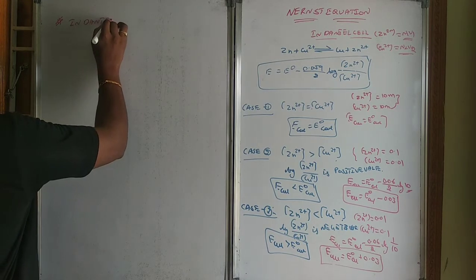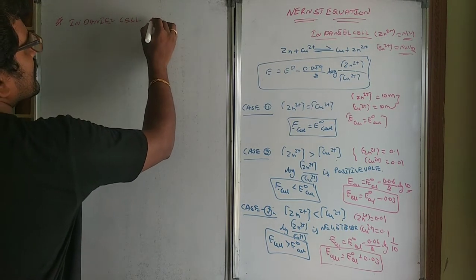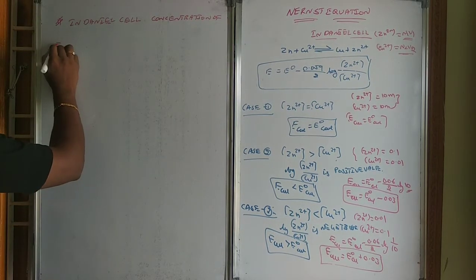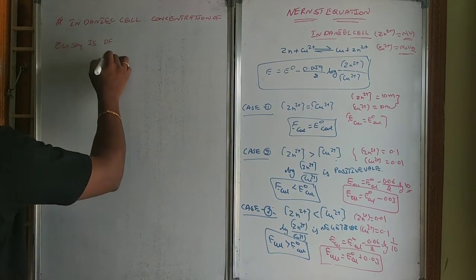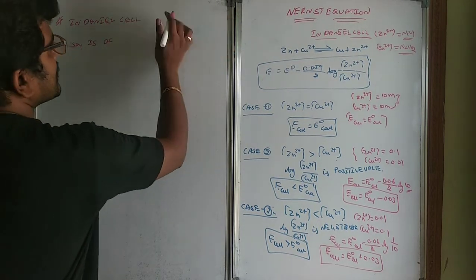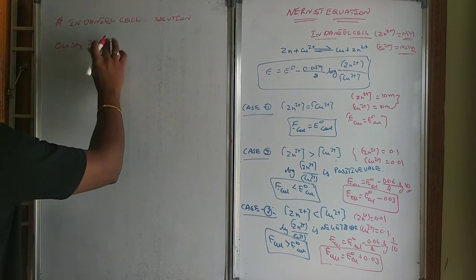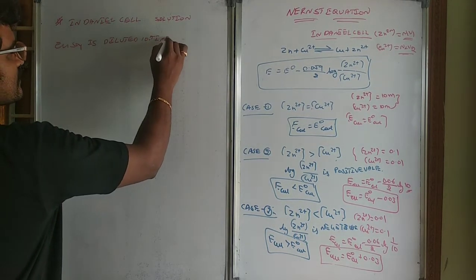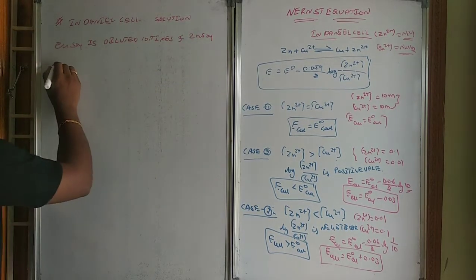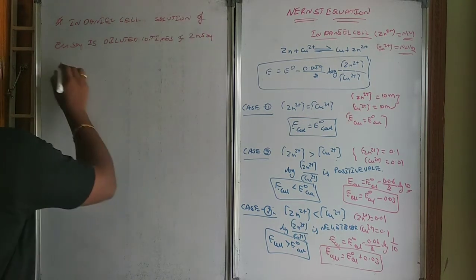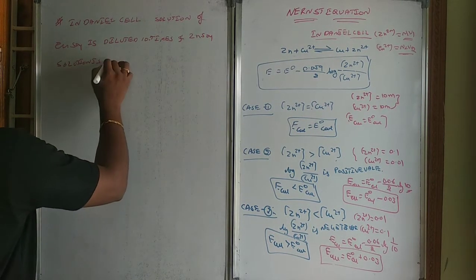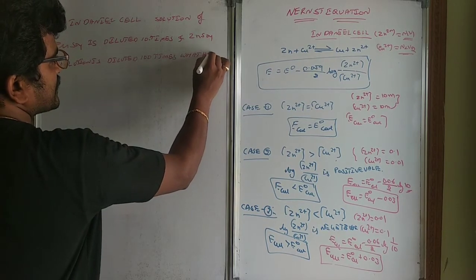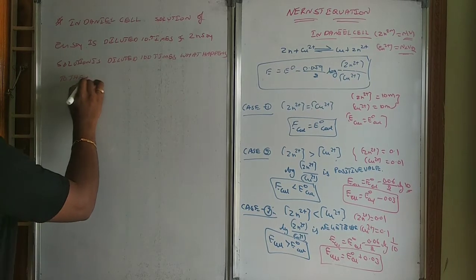In Daniell cell, solution of copper sulfate is diluted 10 times and zinc sulfate solution is diluted 100 times. What happens to the cell potential?